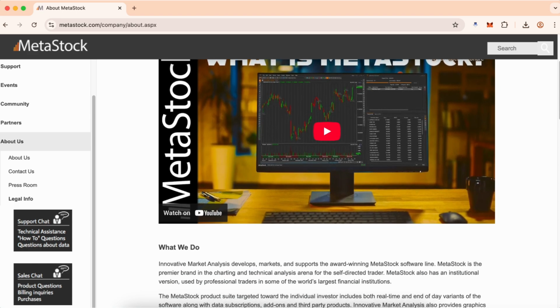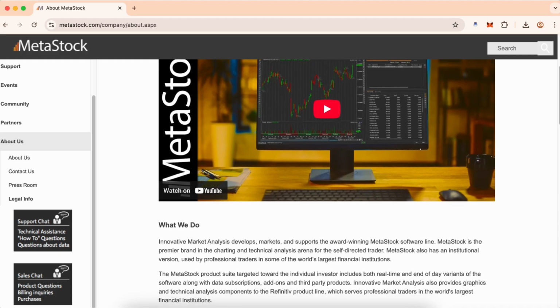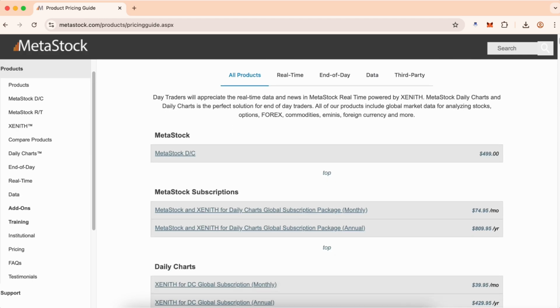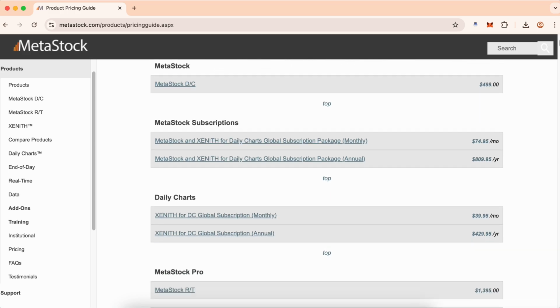The user community is active and helpful, which is crucial when you're learning advanced features. Now, let's address the elephant in the room: pricing.